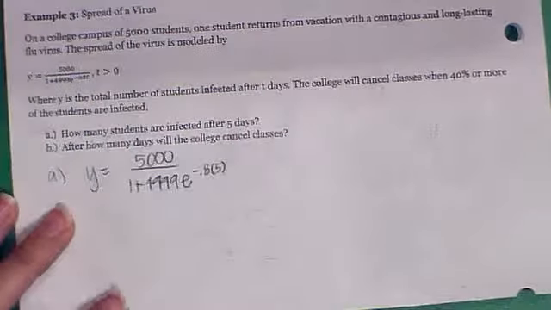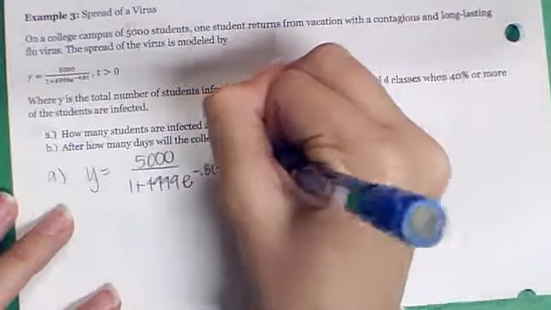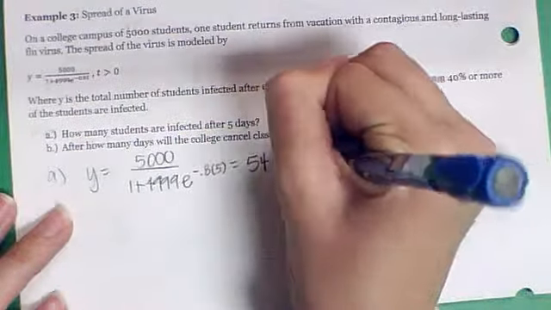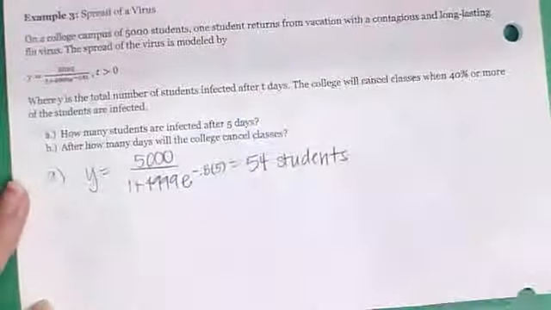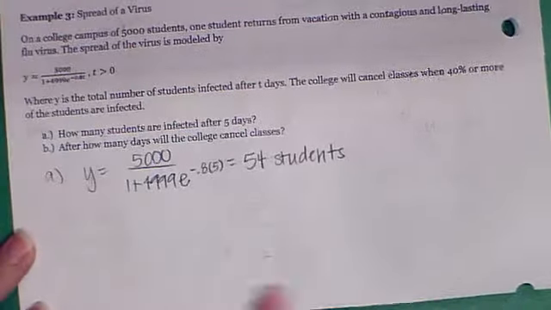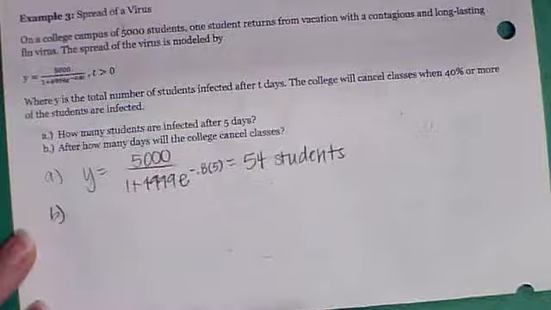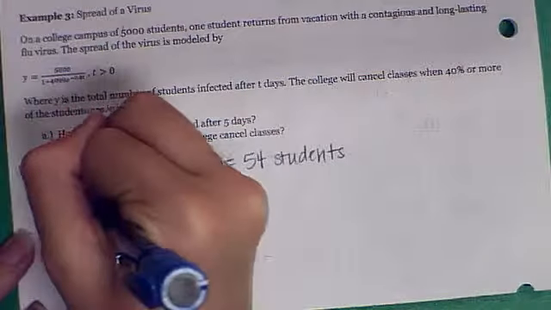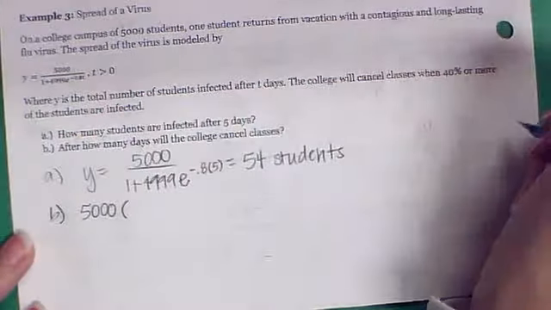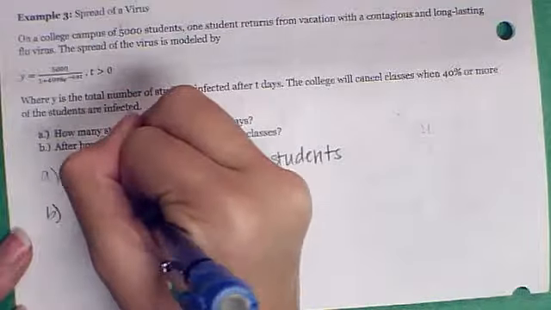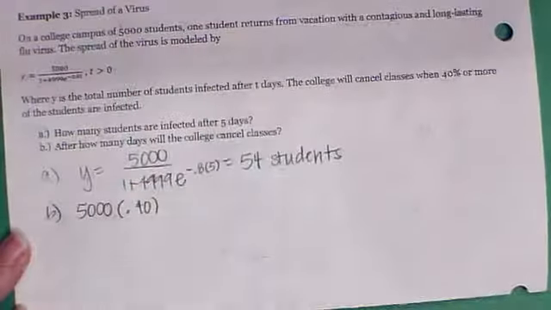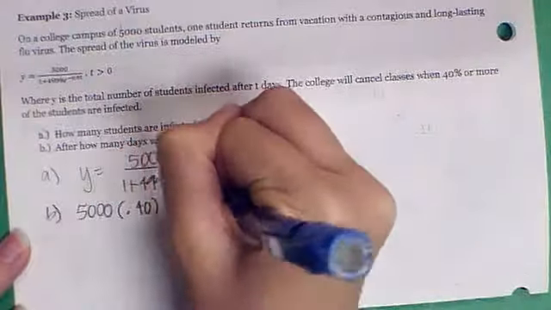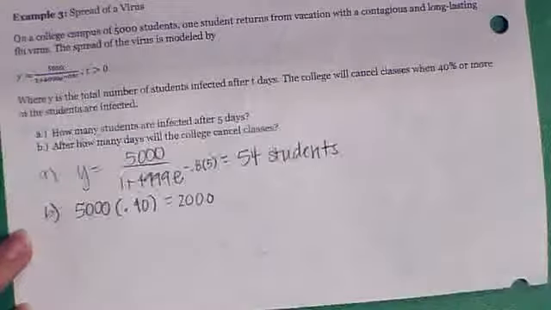We'll put all of that into our calculator, and after 5 days, one student has spread it to 54 students. You're going to be amazed when we see what happens for the campus to close down. So part B is to close the campus. If there are 5,000 students that attend this school and 40% have to be sick, we're going to multiply by 0.40 because that's how we make that a decimal. That means about 2,000 of the students have to be sick for them to close classes.